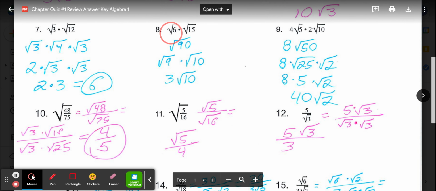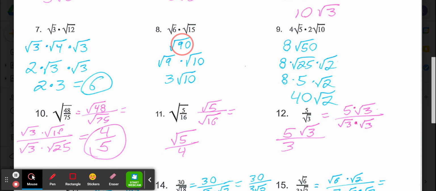In 8, square root of 6 multiplied by square root of 15. If I take 6 times 15, I get 90. So this is the same thing as the square root of 90. Square root of 90 can be simplified to the square root of 9 times square root of 10. And the square root of 9 is 3. So our answer would be 3 square root of 10.